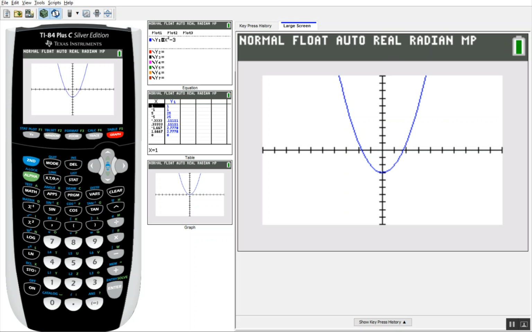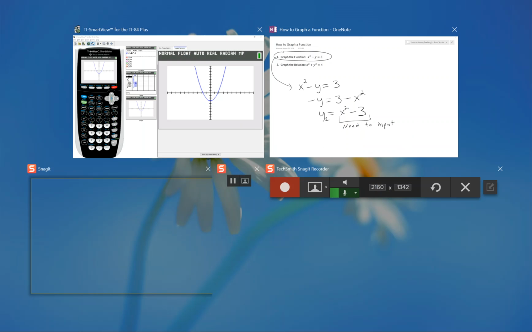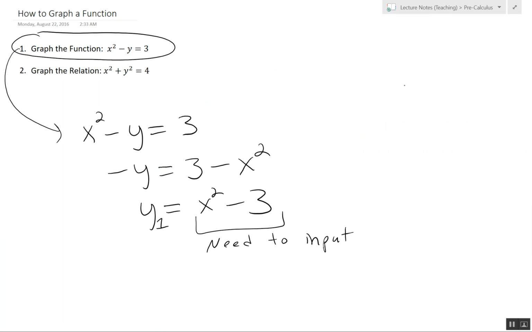So all nice, works either way. So let's go back to our problem. So we did our first one. So now let's look at our second problem here. So notice now that I don't have a function anymore, I have a relation.